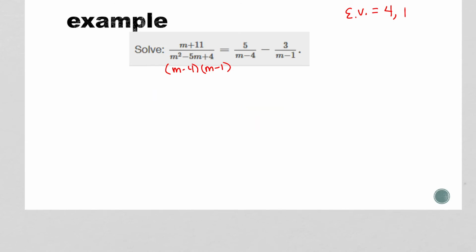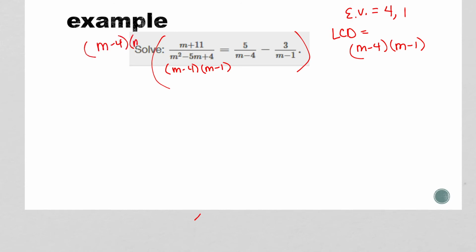Now the next thing we need to talk about is our LCD. Our LCD is just these denominators. So it'd be m minus 4 and m minus 1. Okay, so when we multiply our LCD, which is m minus 4 and m minus 1, times this first term, this cancels this, and this cancels that. So I'm only left with just the numerator, okay? So I end up with m plus 11, equal sign.